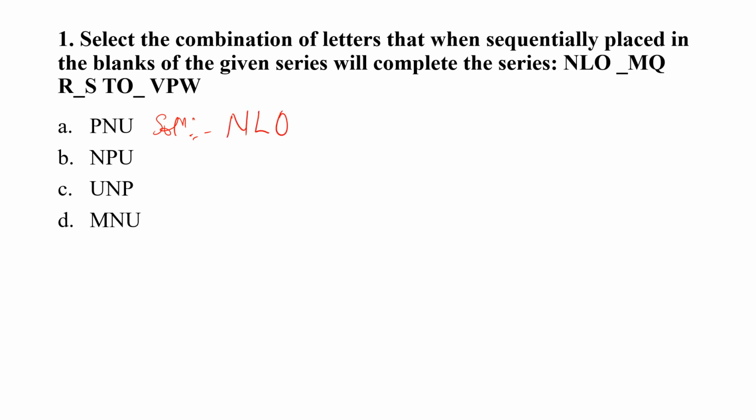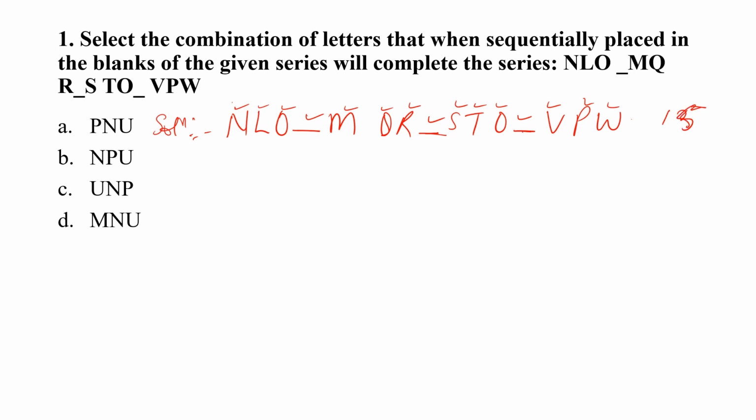This is the series given: NLO-MQR-R-STO-VPW. So here we find there are 3 blanks. So in the options given also there are 3 alphabets. So here first of all we have to count the number of alphabets in this series. So this is 1, 2, 3, 4, 5, 6, 7, 8, 9, 10, 11, 12, 13, 14, 15. There are 15 alphabets in this series. So since there are 3 blanks, we have to divide this into 3 parts.